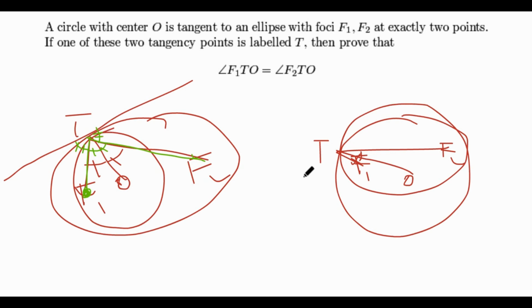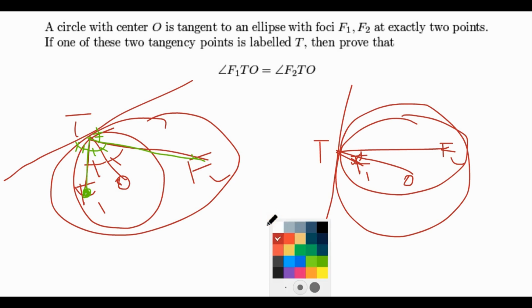We can also do the exact same construction on the other diagram. We can first draw a line here, and then by the bouncing ball property, this angle is equal to this angle. And since this angle is right and this angle is right, that means this angle is equal to this angle. And we're done.